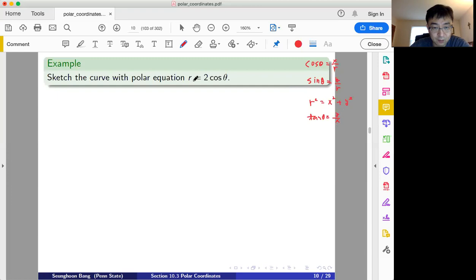So here, what is cosine theta? Cosine theta is x over r. You plug it in here, so we have r equals 2 times x over r. Next, you multiply both sides by r. We have r squared equals 2x. Next, what is r squared? r squared is x squared plus y squared. We plug it in here: x squared plus y squared equals 2x.